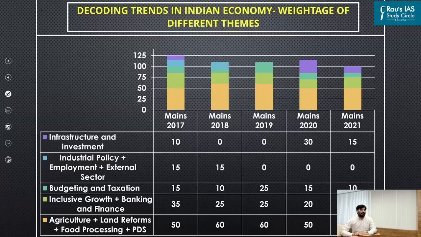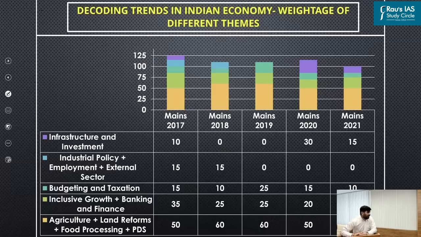The second most important theme is the theme of inclusive growth and banking and finance. On an average, 20 to 25 marks have been asked from this particular theme. The same trend has continued in this year's mains examination as well.